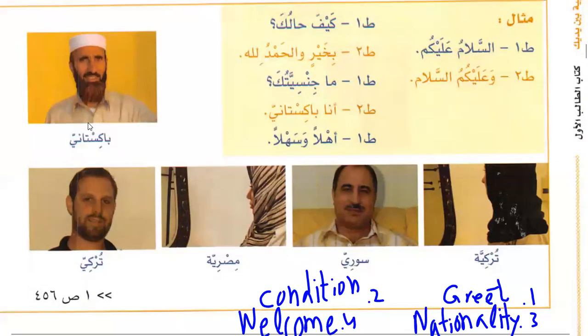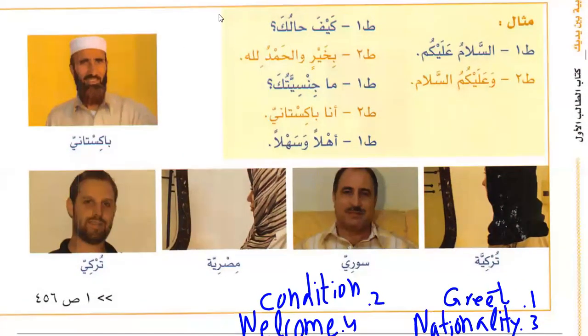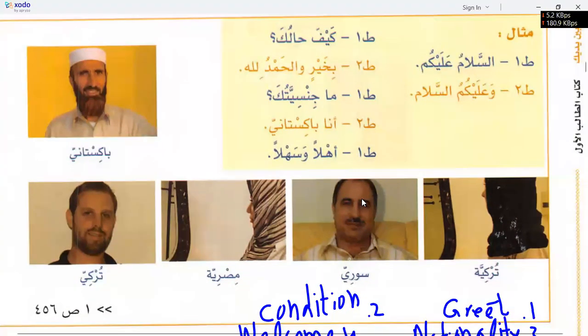السلام عليكم. وعليكم السلام. الطالب الأول يسأل كيف حالك؟ الطالب الثاني بخير والحمد لله. الطالب الأول ما جنسيتك؟ الطالب الثاني أنا باكستاني. الطالب الأول أهلا وسهلا. So basically here you learn how to ask the condition and how to ask the nationality. So I will be the first student and I will make one of you the second student. Samia Kayum.